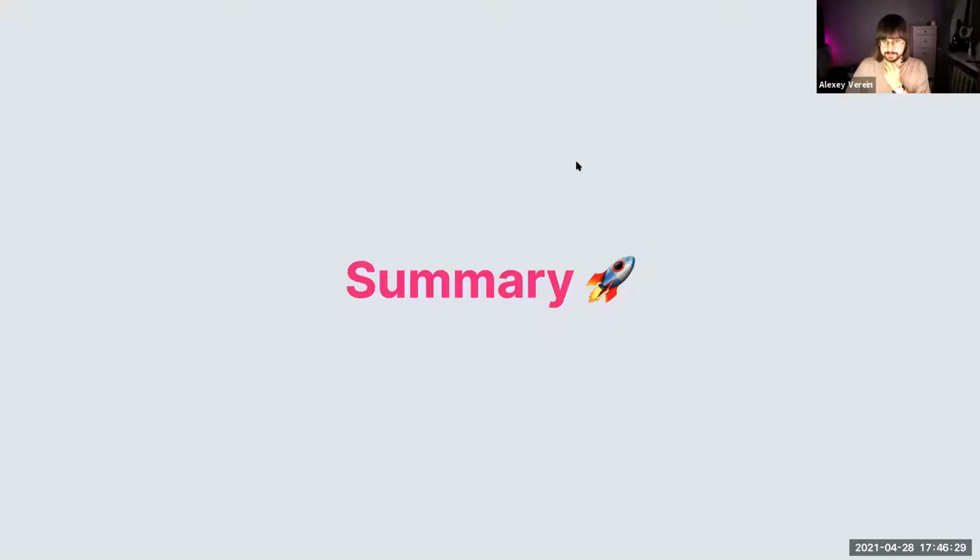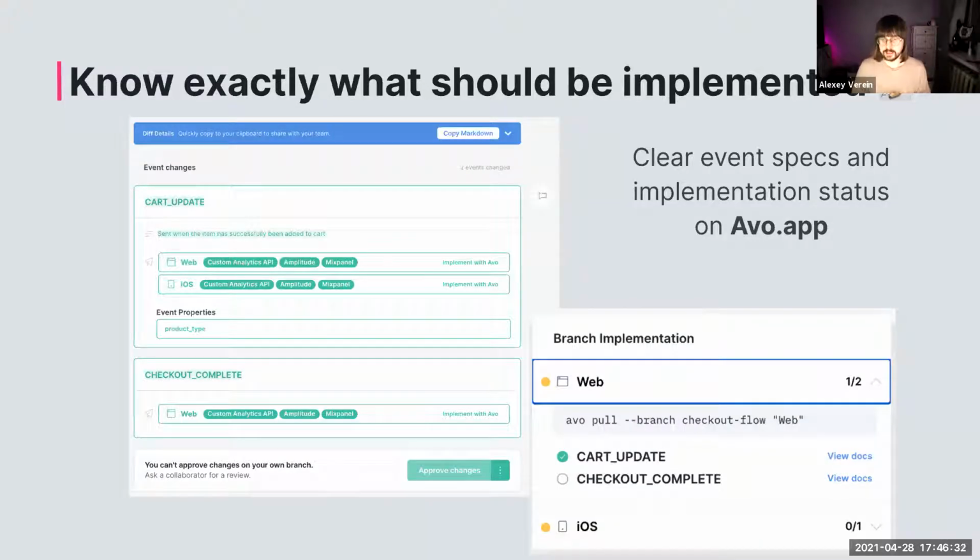Let's summarize. We have these 3 adoption steps, and on each step, you can use Avo as a powerful tool for your analytics. On the first step, you would be able to plan everything in Avo and not change anything in your existing code. So you would just keep your code as is and your analytics implementation workflows as they are, and just use Avo instead of your spreadsheet, for example, to plan and work on your tracking plan.